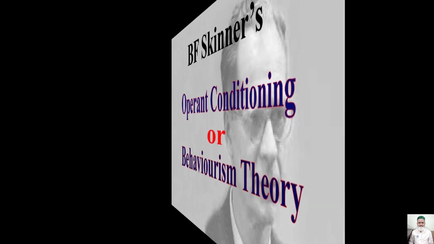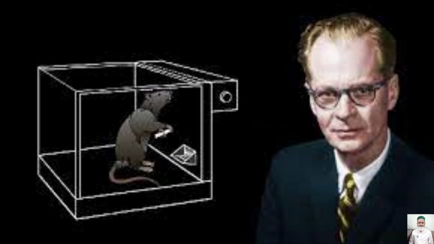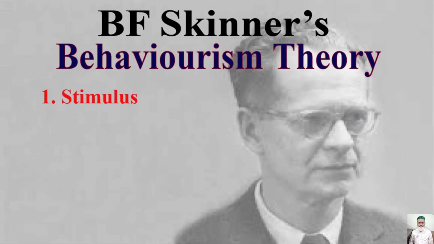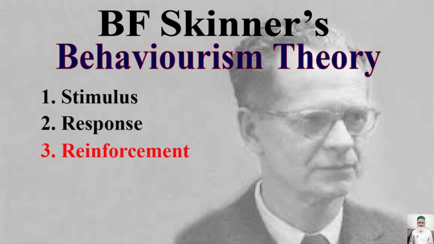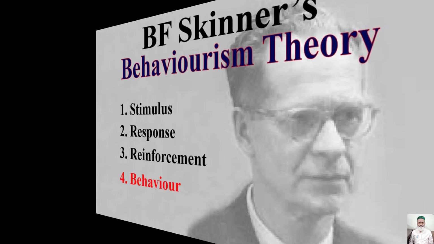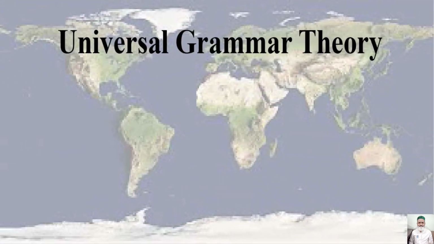According to behaviorism theory, language acquisition is a process just like animals are trained for a circus. It means that there is a stimulus, and as a result of that stimulus, there occurs a response. This response gets reinforcement. A reinforcement may be negative or positive, and the result of the reinforcement develops behavior. In this video, the theory of behaviorism is not our topic. Therefore, I told you the main stages or points of this theory. Here, our topic is universal grammar.